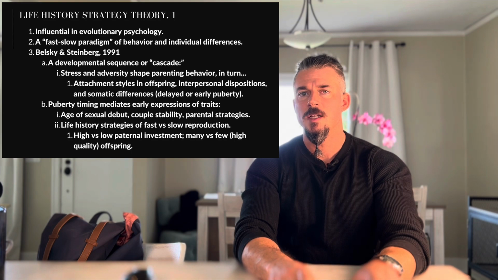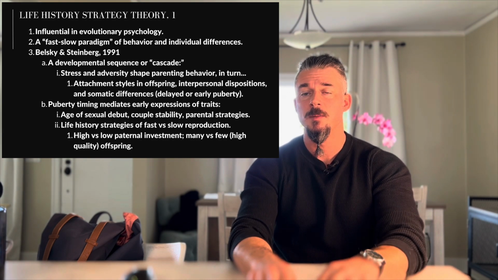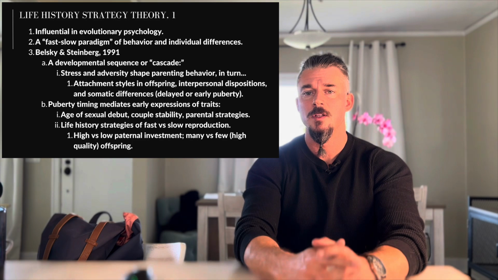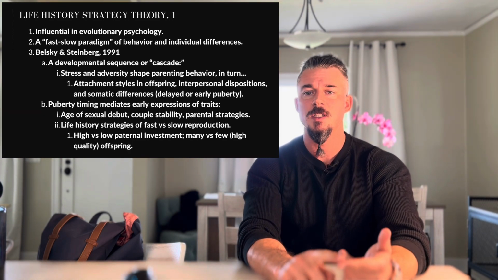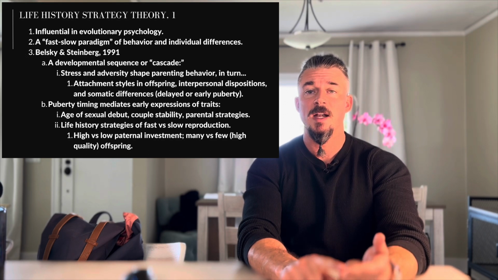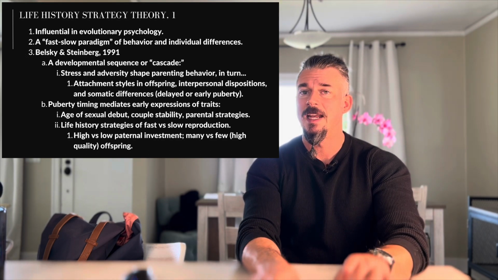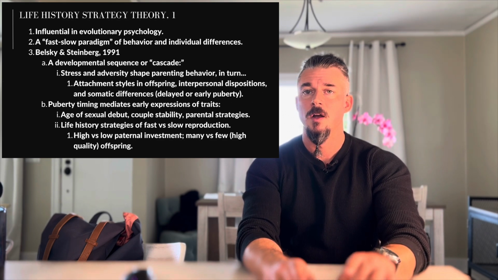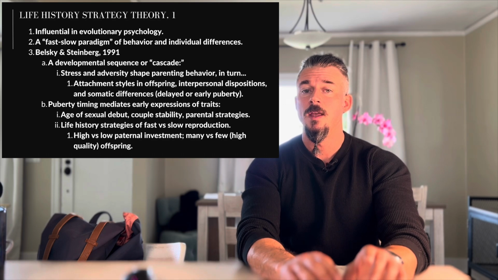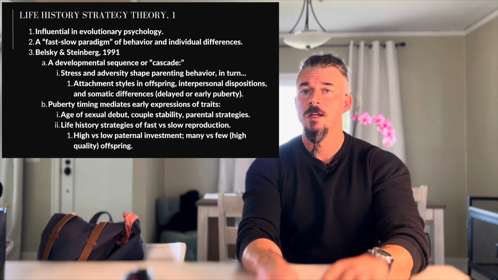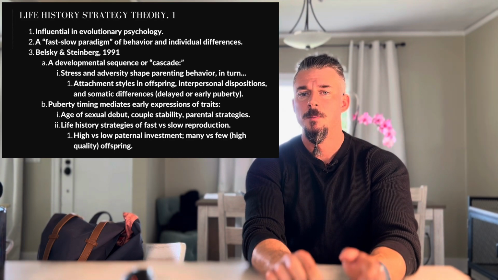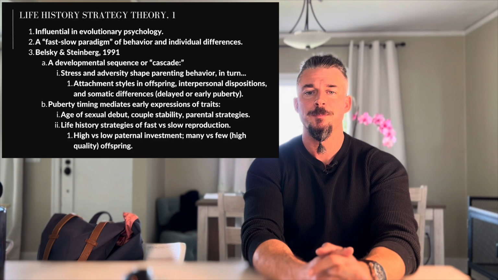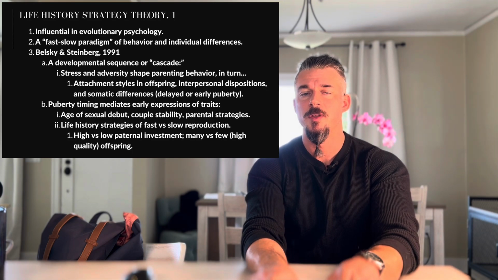The idea that stress and adversity shape parenting behavior. Then in turn, this shapes traits and behaviors, dispositions in offspring, right? Attachment styles, interpersonal dispositions, somatic differences, important here, like delayed or early puberty, the size of offspring. Are they short? Are they tall? Are they physically strong? Are they weak? Do they engage in certain behaviors earlier or later in life, such as first sexual intercourse, that sort of thing? Puberty timing in this basic theory of life history strategy mediates.